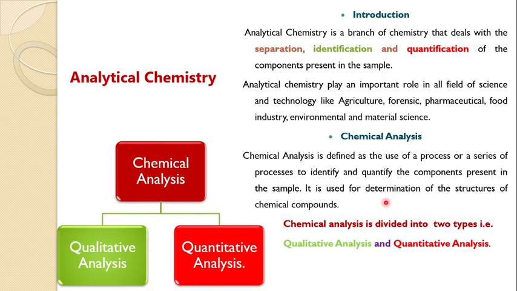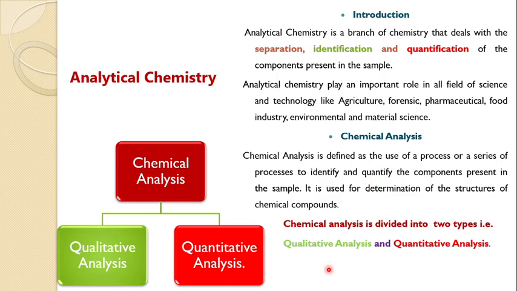These two terms, qualitative and quantitative, are the heart of analytical chemistry. Why? Because any analysis may be of qualitative or quantitative type. Qualitative means what is present, that is the identification type of analysis, and quantitative means how much is present, that means quantification. Qualitative means identification and quantitative means quantification. Identification goes for qualitative analysis; quantification goes for quantitative analysis.